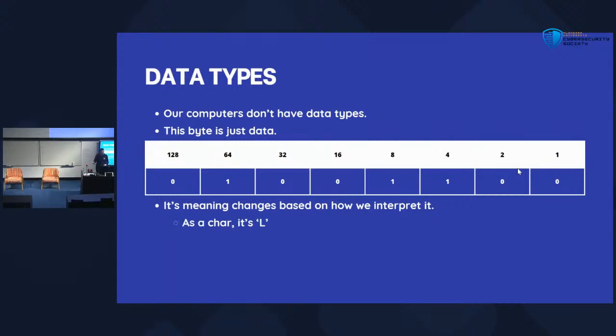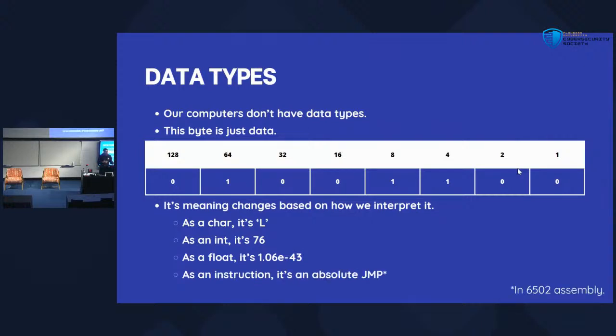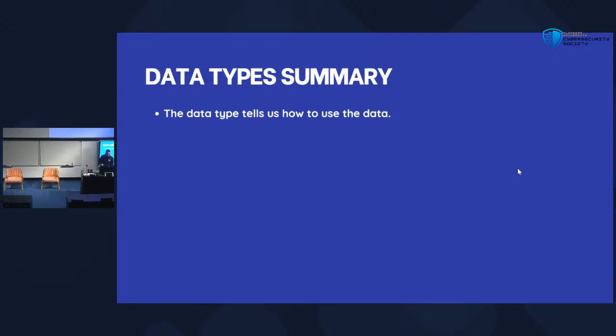So as a character, that's a capital L. As an int, it's 76. As a float, it's 1.06 to the negative 43rd. And as an instruction, it's an absolute jump on a 6502. But you get the idea. All of this, whether our computer executes it as code or sees it as a number or a letter or a decimal value, all of that is based on the data type that we use in our code. To the computer, it doesn't matter. It is all the same.